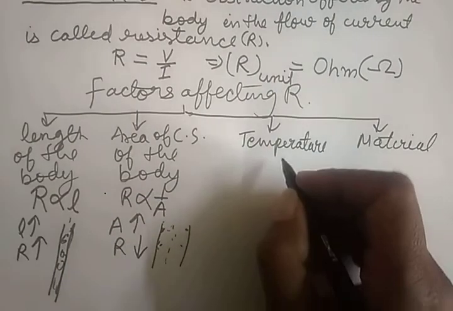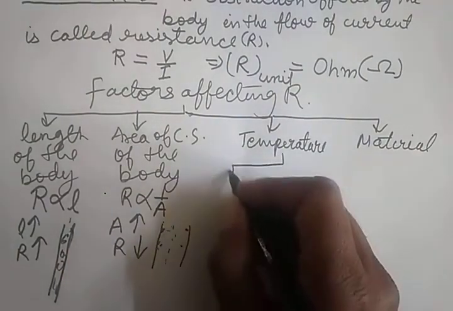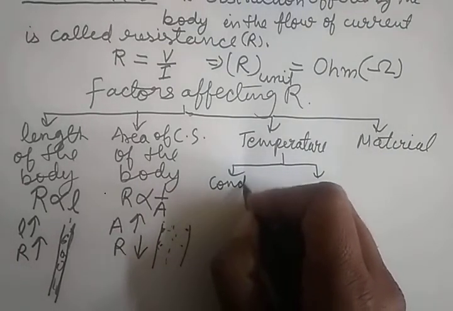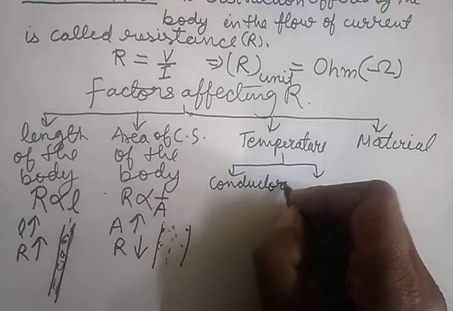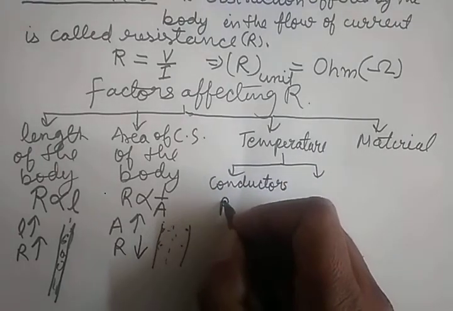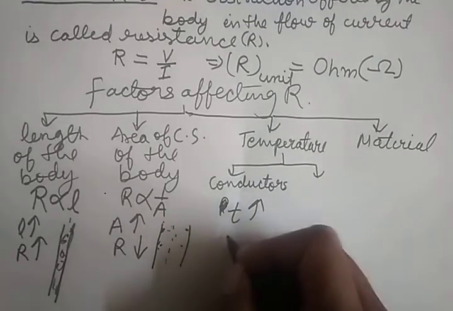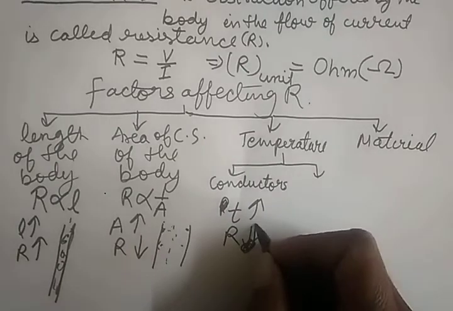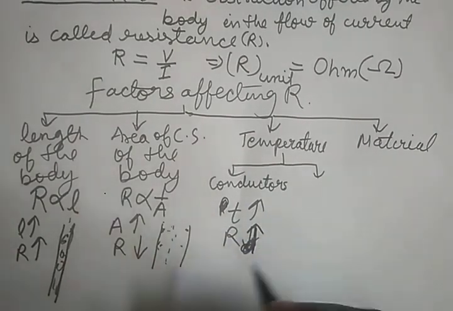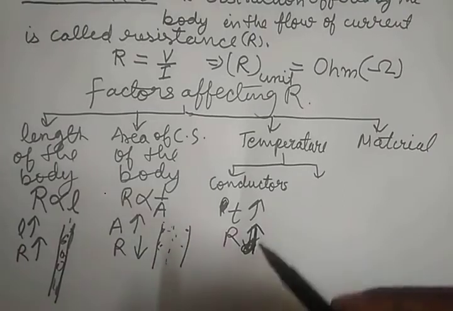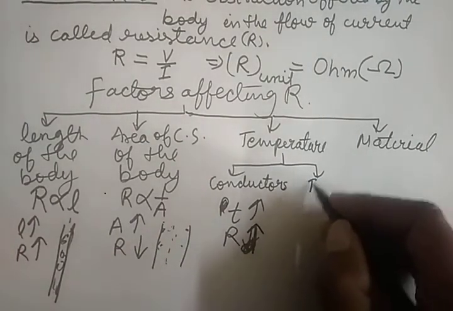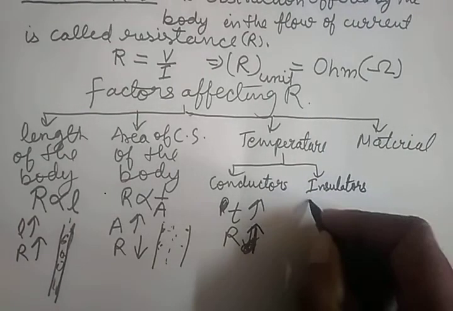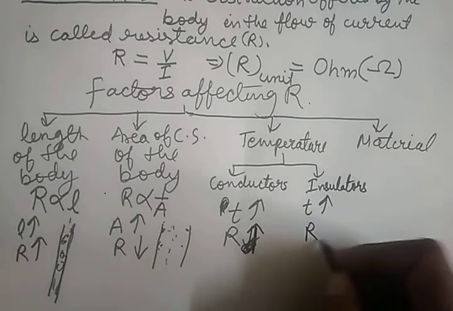Now in terms of temperature, for conductors, when temperature increases, resistance also increases. It is due to some disturbance there because of high temperature. But in terms of insulators, when temperature increases, resistance decreases.